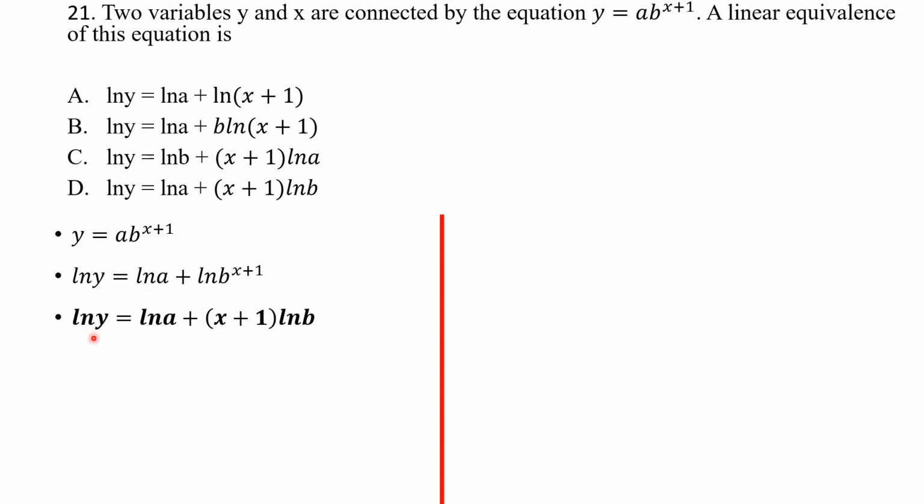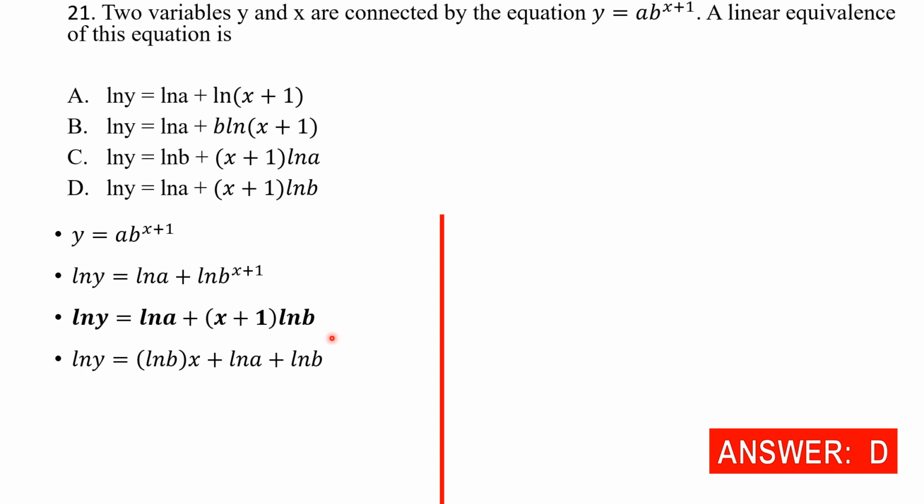So you notice we can now say, okay, this is ln y equals ln a plus x plus 1, because we can bring down this power into ln b. Okay, and so you realize that that is already D now. Ln y equals ln a plus x plus 1 ln b. That's already D. But in physics, we can go on and then really linearize.